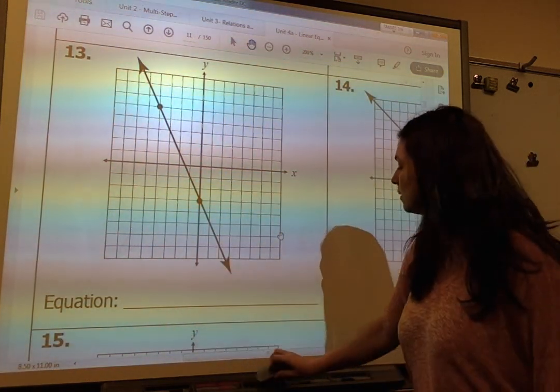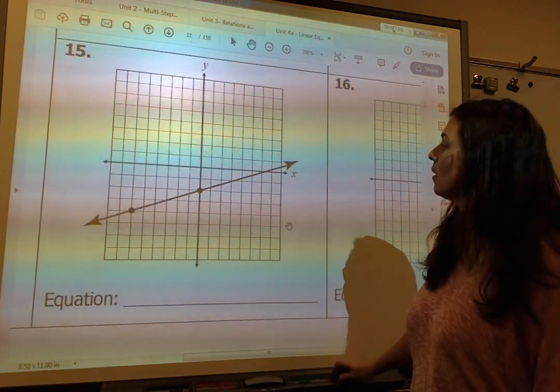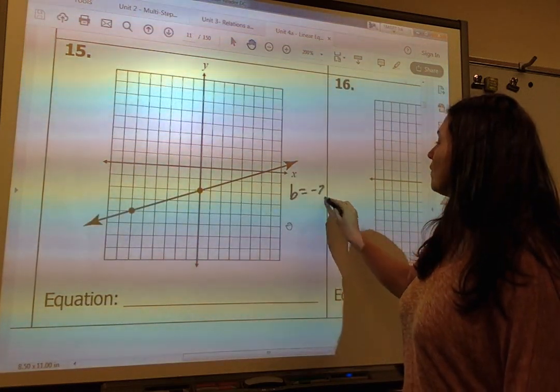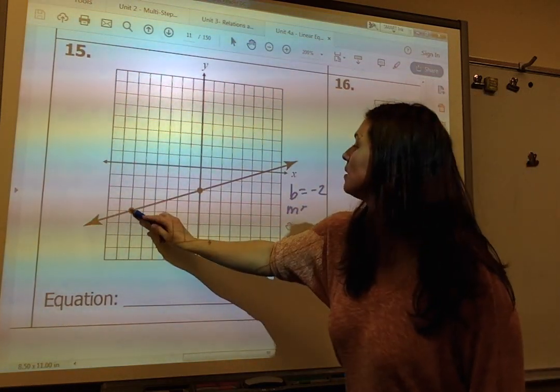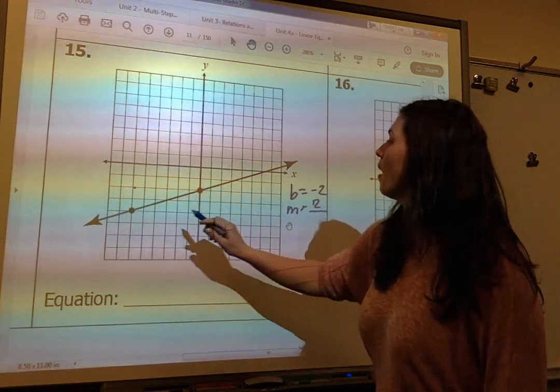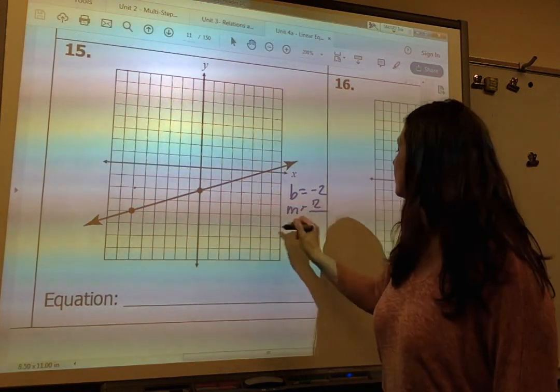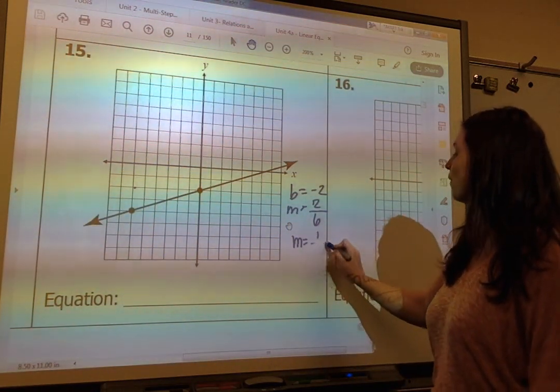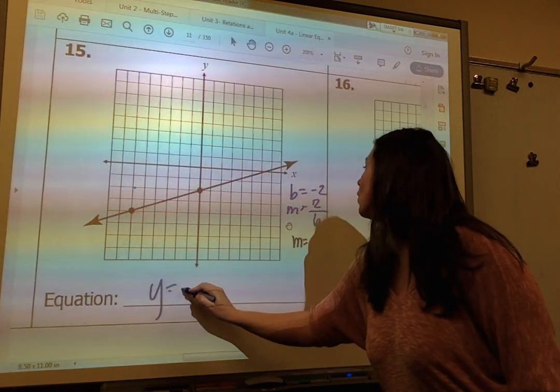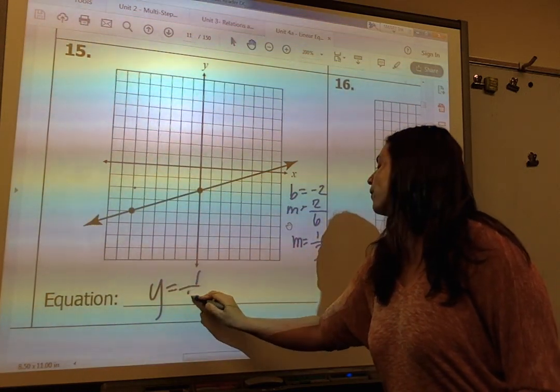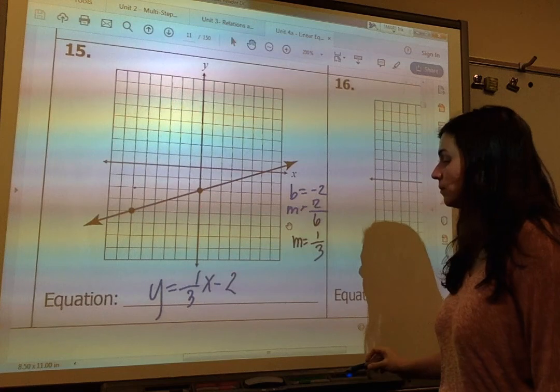Number 15. My beginning point is negative 2. My slope is positive up 2 over 1, 2, 3, 4, 5, 6, which reduces to 1/3, making my equation y equals 1/3 x minus 2. Okay?